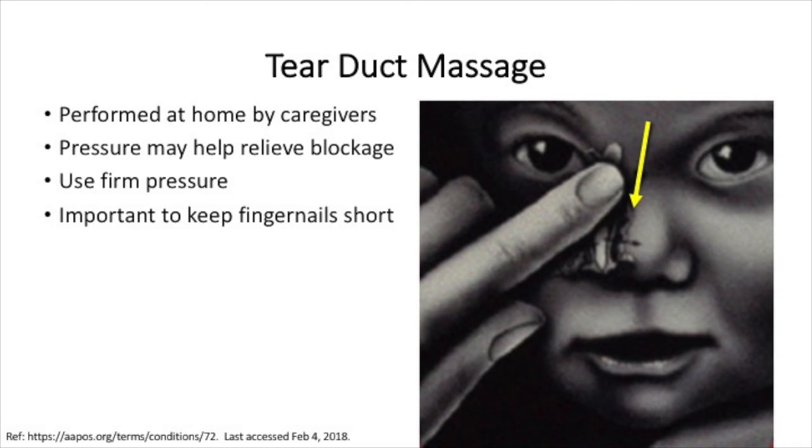Your pediatrician or ophthalmologist may recommend that you perform tear duct massages at home. This involves placing firm pressure over the upper tear duct and moving your finger in a downward motion over the tear drainage system. Mucus may appear around the tear drainage system openings by the eye or in the nose. This is normal. It is important to keep your fingernails short and smooth so that you don't accidentally scratch your child. With continued massage, you may be able to relieve the blockage in the tear drainage system.